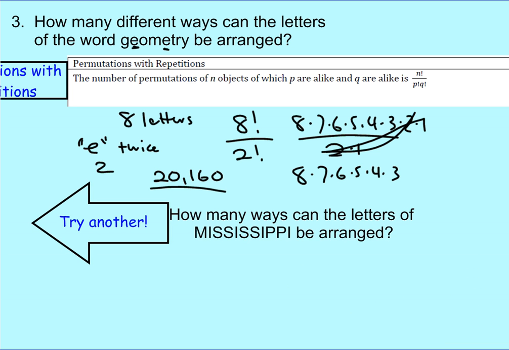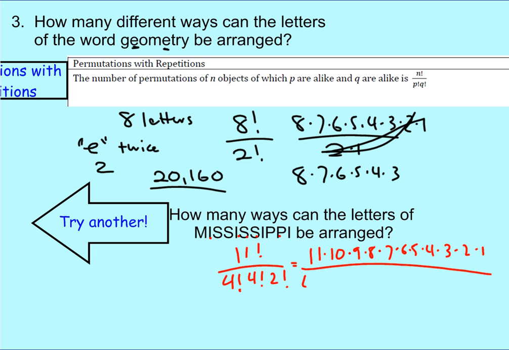Here's one that's really going to mess with you. Mississippi. Mississippi's got 1, 2, 3, 4, 5, 6, 7, 8, 9, 10, 11 letters. But there's 4 S's, 4 I's, and 2 P's. So by hand, 11, 10, 9, 8, 7, 6, 5, 4, 3, 2, 1. The bottom, 4, 3, 2, 1, 4, 3, 2, 1, 2, 1.